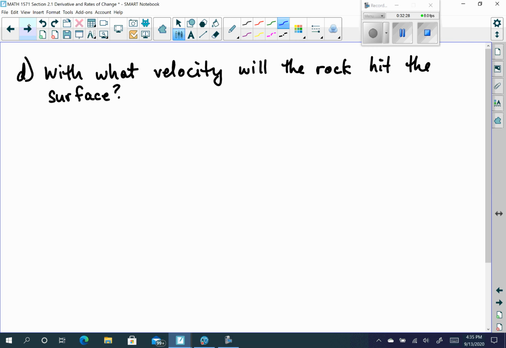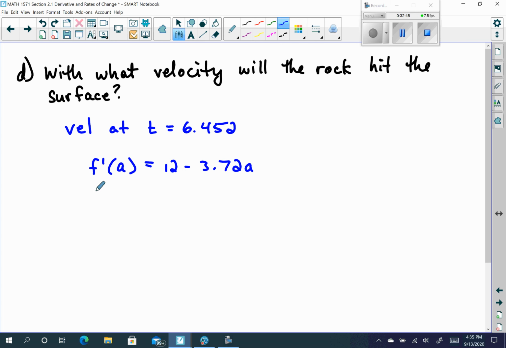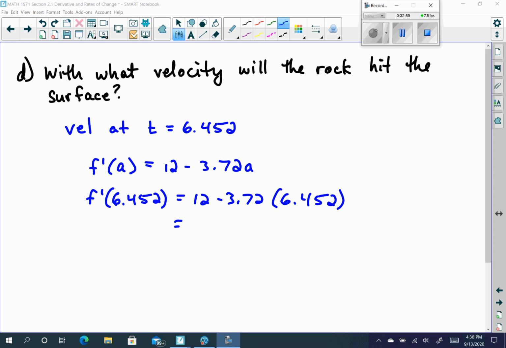All right, D, with what velocity will the rock hit the surface? So this means, what is the velocity when it comes back down to hit the surface at t equals 6.452. So if you remember, f prime of a was equal to 12 minus 3.72a. So now we want f prime of 6.452. So go ahead and calculate that. And here we get a negative 12.001 meters per second. So does it make sense for velocity to be negative?